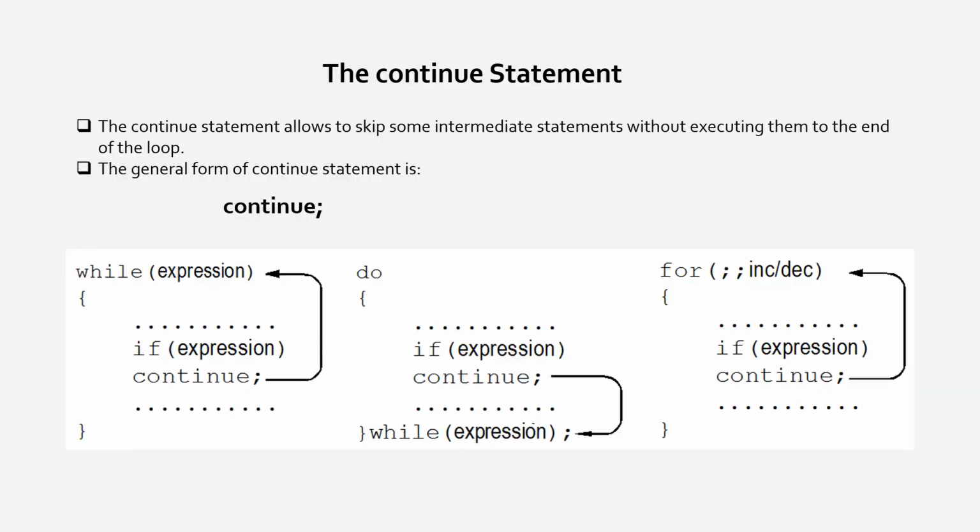Now we can discuss the continue statement. In a program there are some situations where we need to skip some steps, and again we need to restart the loop. That can be done using the continue statement. In the case of while loop, control should be transferred here. In the case of do while, control will be transferred here. For loop, control will be transferred here.